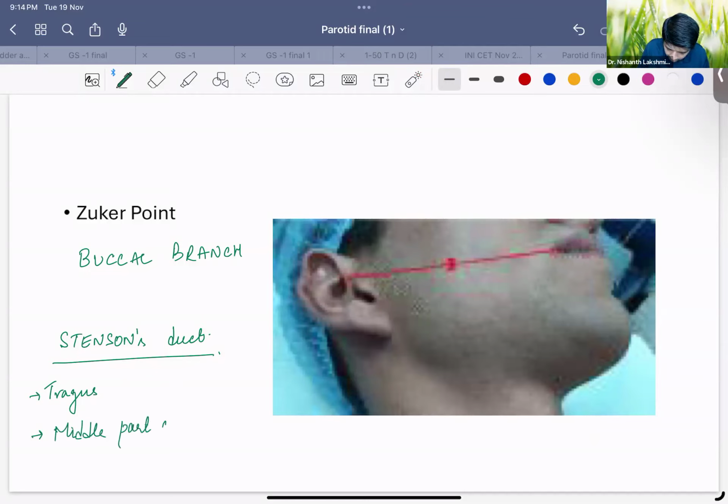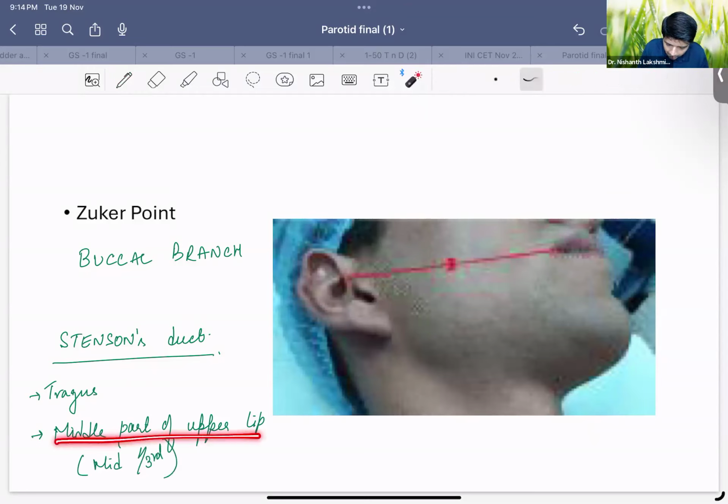So the middle part of the upper lip and the mid 1/3. In case the examiner doesn't agree with the middle part of the upper lip, like I told you, tell it's the midpoint between the ala nasi and the angle of the mouth. Again, all these are only for your exam point of view, but practically not important.